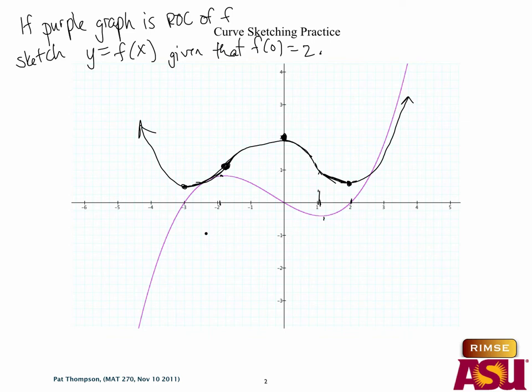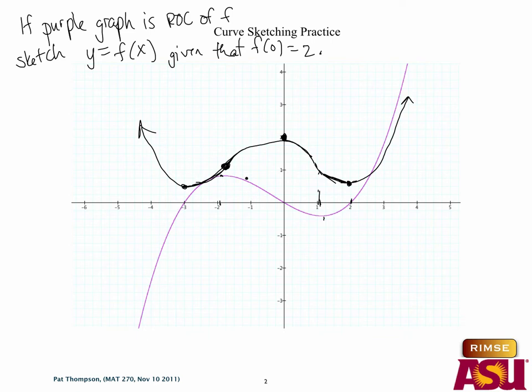Here's a twist. What if instead of the purple graph being the rate of change function, what if it was the original function? What if it's the accumulation function? Can we do the same process? We could, right? So in particular, we're going to do this a heck of a lot faster, okay?